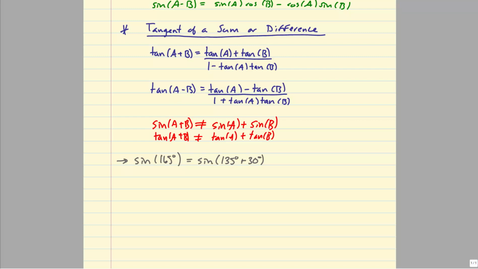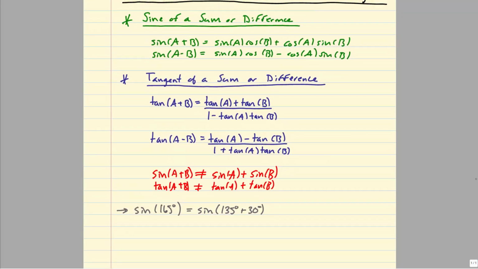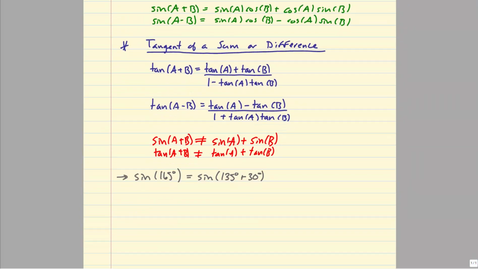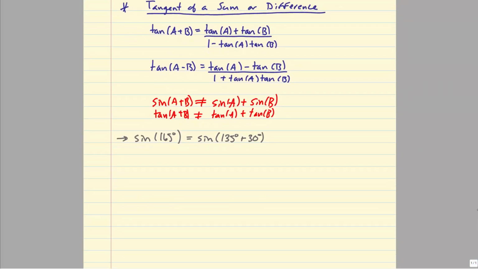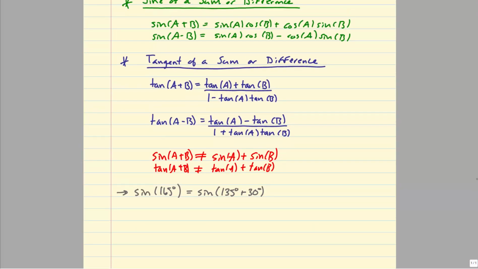Now remember, all of our values up here that we're working with, the sine A, cosine B, they could be degrees or radians. This problem just happens to be in degrees. Okay, so let's go ahead and copy down our formula for A plus B from up above. So we know the sine of A plus B is equal to the sine of A cosine of B plus the cosine of A sine of B.